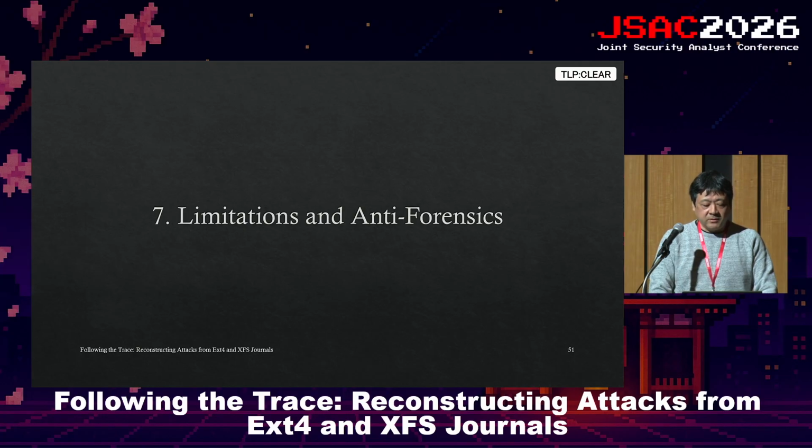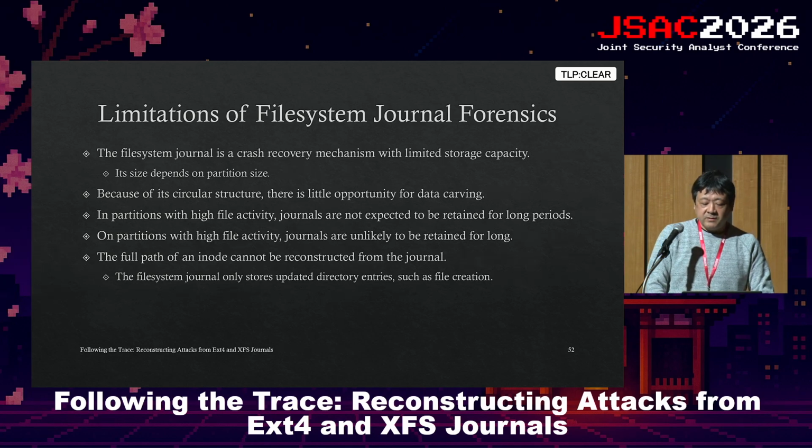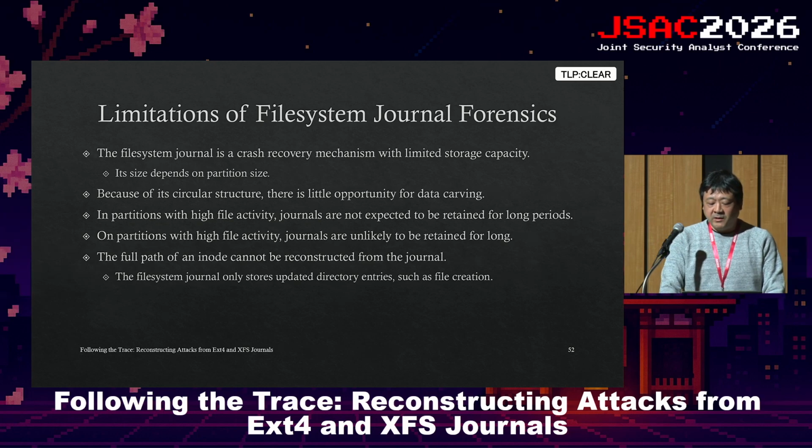Next, I will discuss the limitations and anti-forensics of journal forensics. The first limitation of file system journal forensics is that the original purpose of the file system journal is recovery from a system crash, so the storage capacity allocated to it is limited. Also, since the journal is a circular structure, overwriting is constantly happening, making data carving from the journal difficult. Furthermore, in partitions with high file activity, it cannot be expected that the journal will be retained for a long time. Also, the full path of an inode cannot be reconstructed from the journal. This is because only updated directory entries are recorded in the journal, making it impossible to construct the full path.